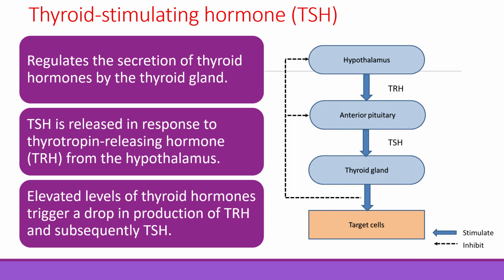So again, negative feedback. So here's one where there's actually 3 hormones in the chain. You have TRH released by the hypothalamus that targets the anterior pituitary to release TSH, that causes the thyroid gland to release thyroid hormone, which is going to target specific cells.